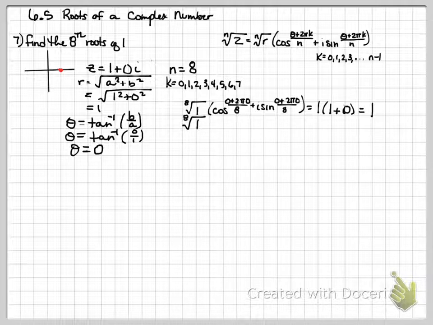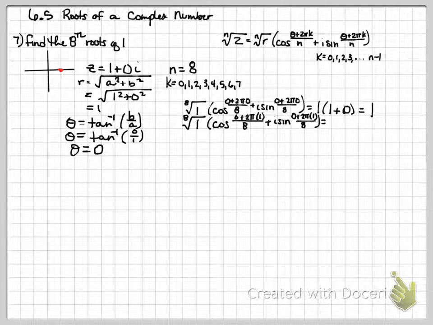Eighth root of 1, cosine of 0 plus 2 pi. This time that k changes to a 1 over 8, plus I sine of 0 plus 2 pi times 1 over 8. So the 1 stays on front, so I'm just not going to necessarily put it there anymore because we know 1 times anything is that.